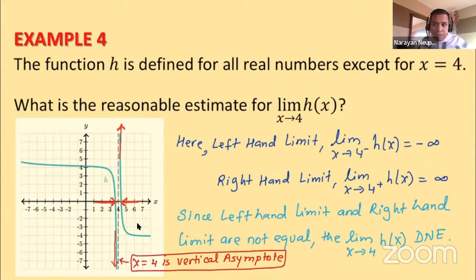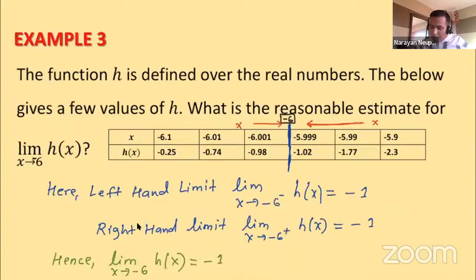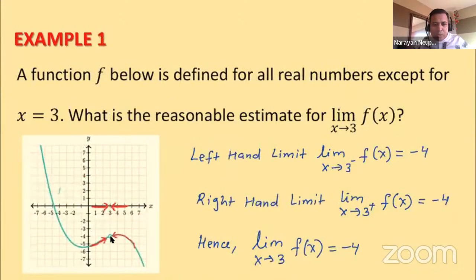If you think back one more time to the first example, the first example has a hole. It was not defined just because there was a hole. That's why we have this limit. The limit exists there, but there was no vertical asymptote.